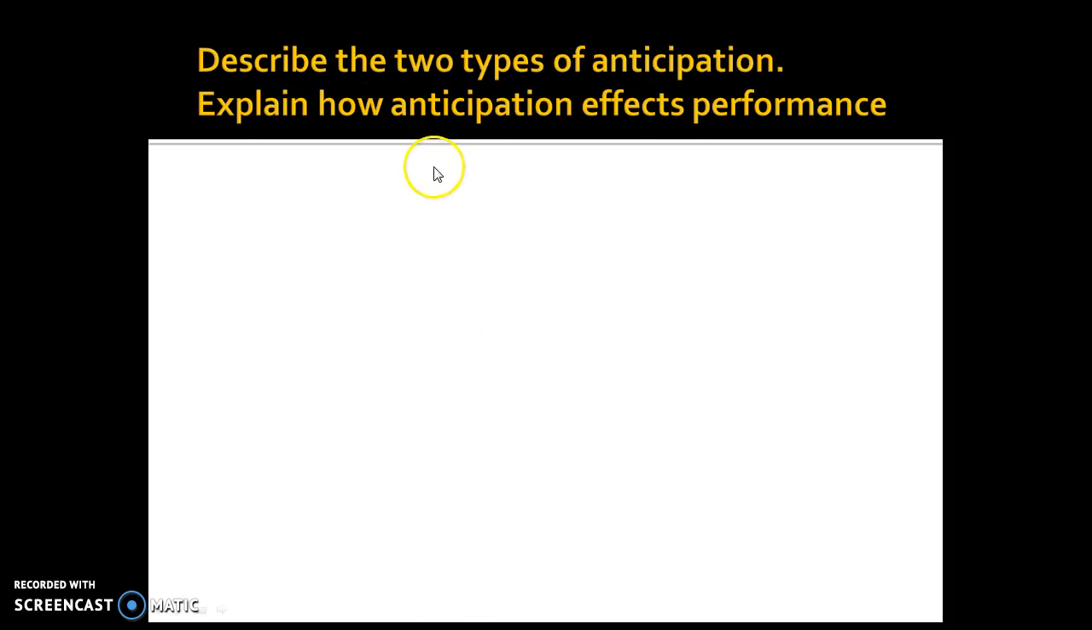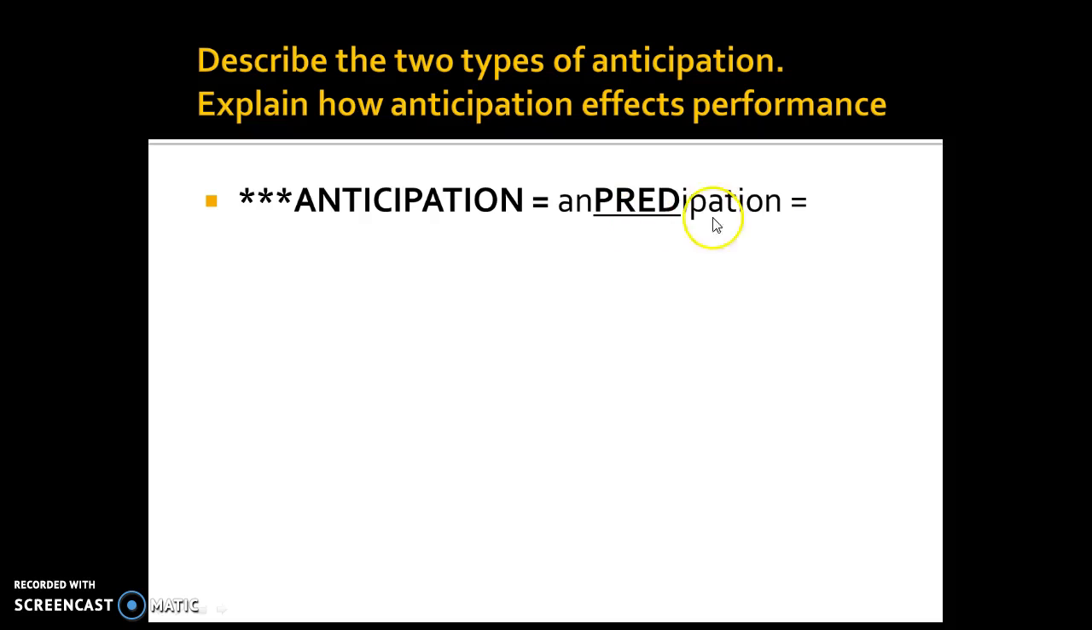Right, moving on. Next thing, 2 types of anticipation. Explain how anticipation affects performance. Now remember the memory method for anticipation: anything that has the word anticipation, we respell as ampridipation. What you need to do is put that prediction into 2 types of anticipation. So what are they? Remember, anything that says explain how anticipation, or explain how anything, affects performance has no positive or negative connotation, so you have to do both.